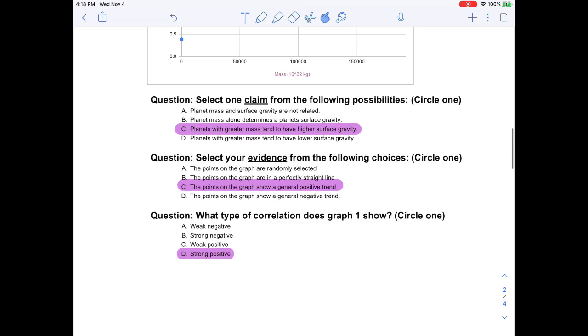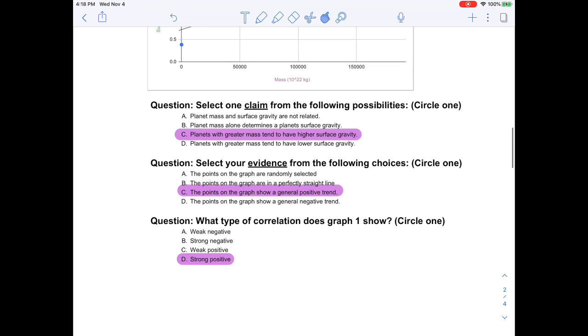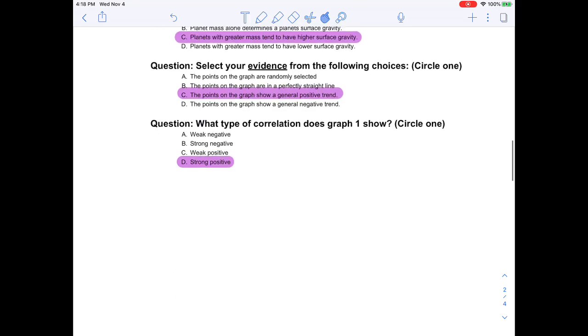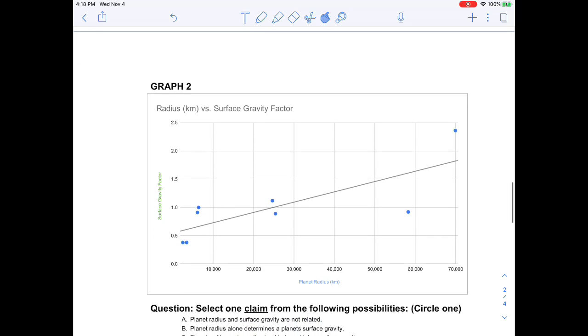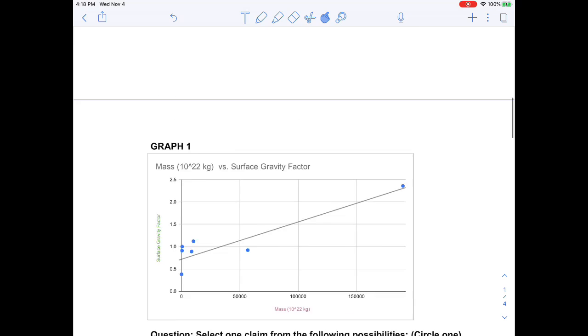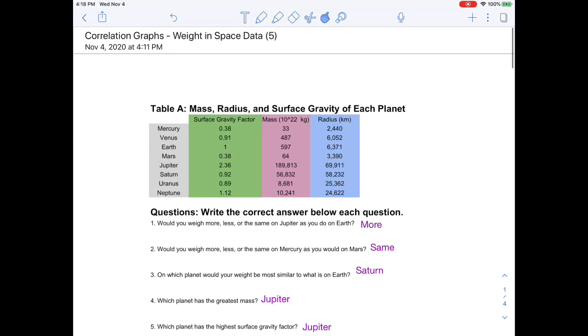All right, so you should have C, C, and D as your correct answers for graph 1. Graph 2 is radius versus surface gravity. So now we've graphed the data of radius, which is the blue column, compared to the green column, which is surface gravity.